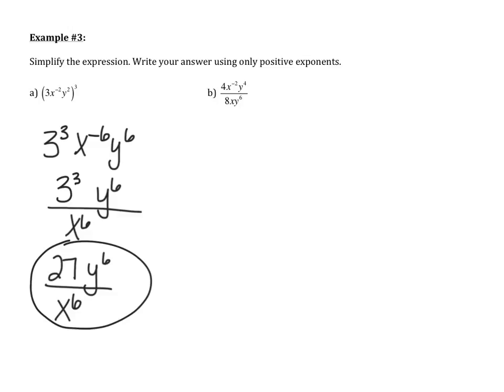And now let's look at part B. There's a couple different approaches to this problem. We're going to look at both ways, but no matter what approach you take, the first step would be to reduce the coefficients out in front. So we just need to take 4 over 8 and put that into lowest terms.